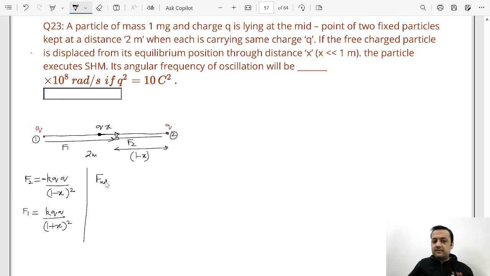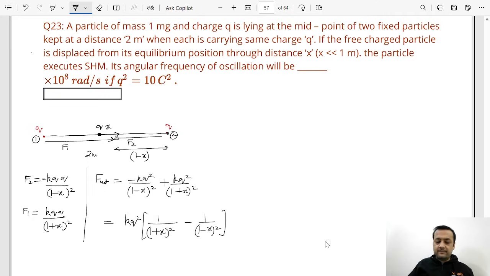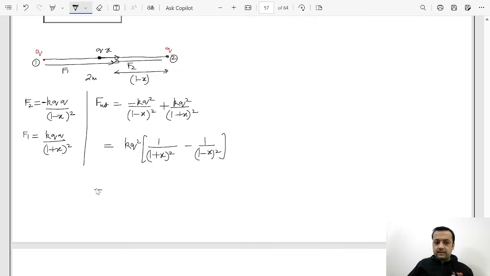So we can say that net force will be minus kq square upon 1 minus x square plus kq square upon 1 plus x square. All right. Now, if I take kq square common, this will be 1 upon 1 plus x square minus 1 upon 1 minus x square. Okay. If I take the LCM, this will be 1 minus x square minus 1 plus x square, divided by 1 plus x square into 1 minus x square.